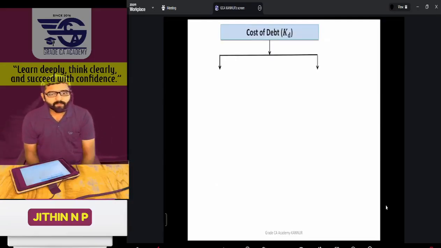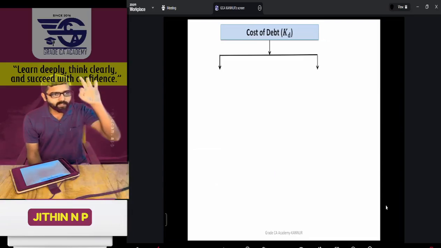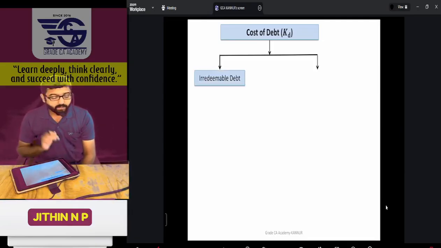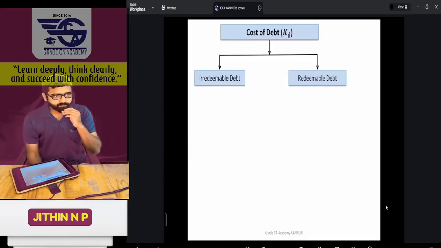Cost of debt. First, we are going to learn specific cost of capital: cost of debt, cost of preference shares, cost of equity, cost of retained earnings, KR. KD. There are two methods, two formulas. Debt is of two types: irredeemable debt and redeemable debt. What is irredeemable debt?